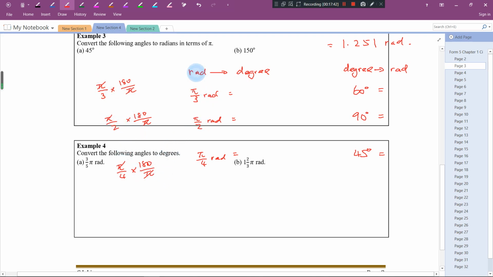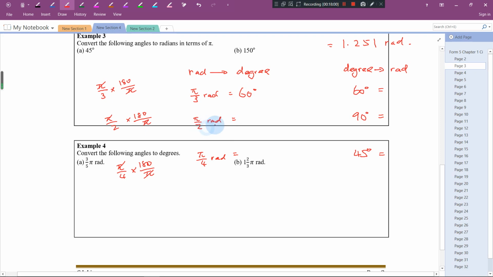So if I ask you to convert a radian to degree, and the radian is in terms of pi, then it will be very easy. You just think this way. You just assume that the pi is just 180. You take 180 divided by 3. You get the answer.